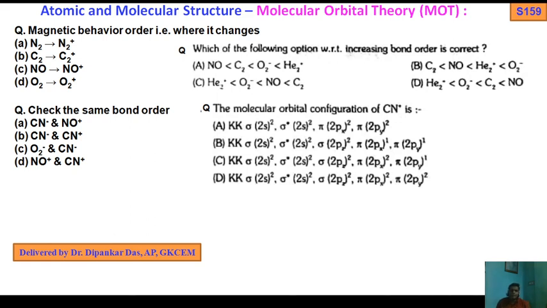You have to write down the MO electronic configuration. After writing the MO electronic configuration of the four species, you find the bond order, then you choose the option. Very simple question. Try yourself. Keep patience, write down the MO electronic configuration, then find the answer.